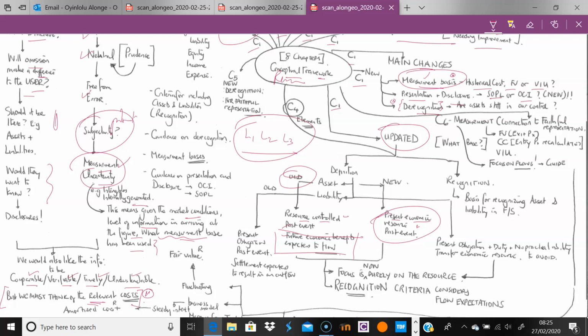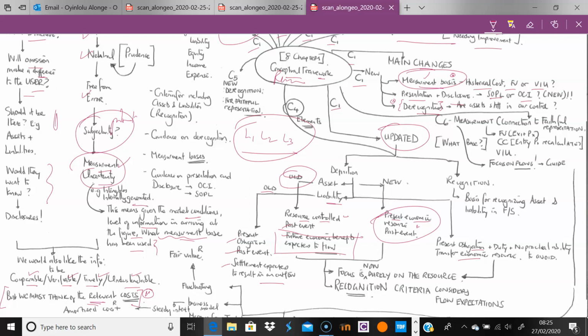Here we are. So then let's look at the liability. Kind of same with the liability. Old definition: present obligation, past event, settlement, expected to result in an outflow. New definition: present obligation, transfer of economic resource, but nothing to do with economic outflow. Purely in the definition. So kind of going back again to just relevance. Should it be there? What is the thing?